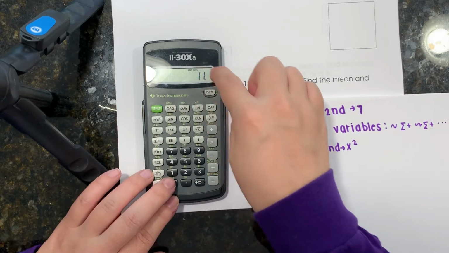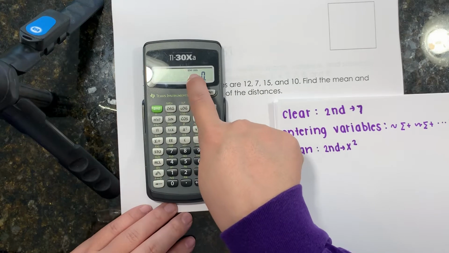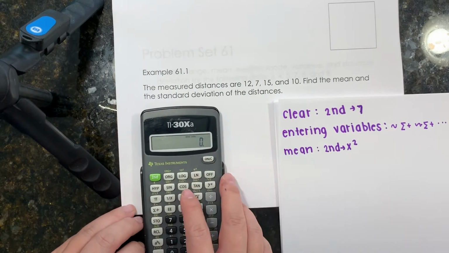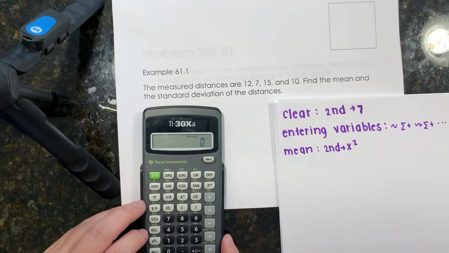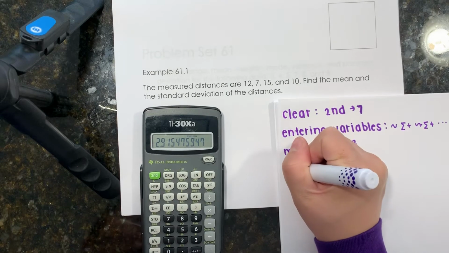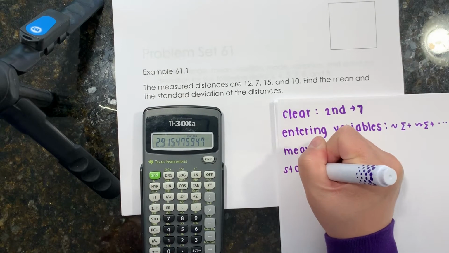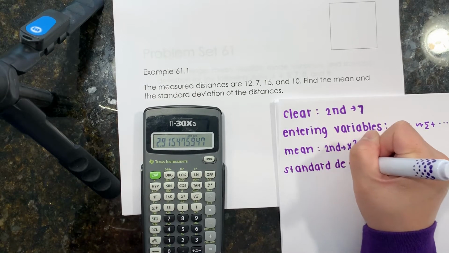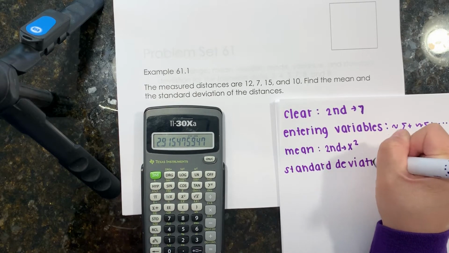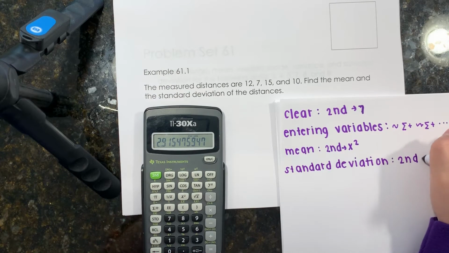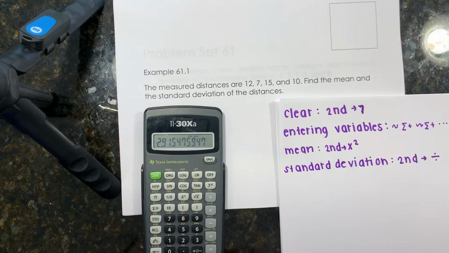But now that I've already entered my variables into the calculator, it says stat at the top, which means they're still saved. Then we're going to just find the standard deviation. And the standard deviation, you're going to do second divide. So standard deviation, you're going to use the calculator second divide, and that will give you your standard deviation.